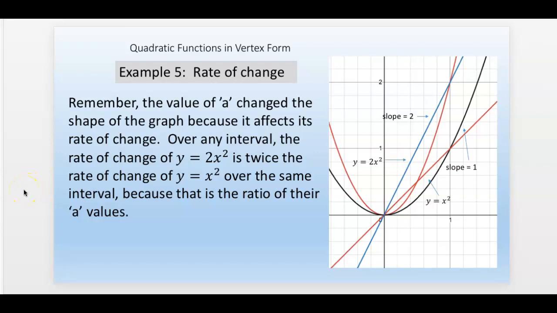All right, over any interval, the rate of change of 2x squared is twice the rate of change of x squared, of course, over the same interval. Because that's the ratio of their a values, 2 over 1. You can calculate this blue line right here, the slope is twice as steep as the red line here. Okay, that's the same interval between 0 and 1.